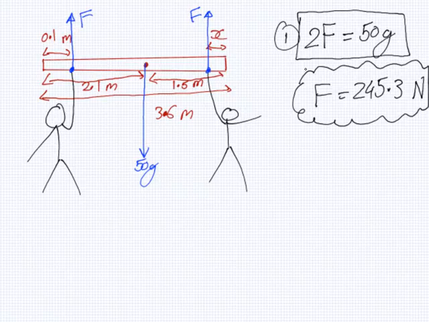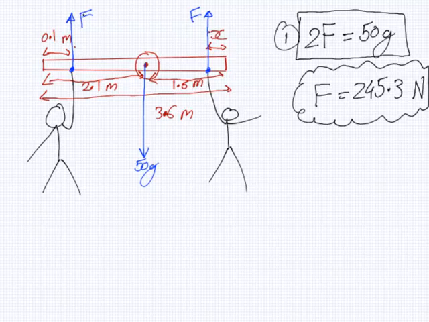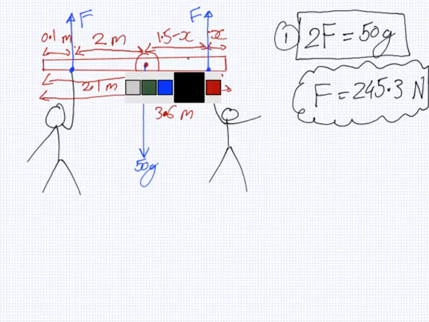I kind of feel like it might be easiest to put it here, because then I can say this turning force equals this turning force, and I already know the F. So I think I'll do that. Okay? What is this distance? 2. Yeah, because 2.1 is from here to here, so this is 2. And then what is this distance? Now, be very careful. 1.5. Very good, 1.5 minus x.